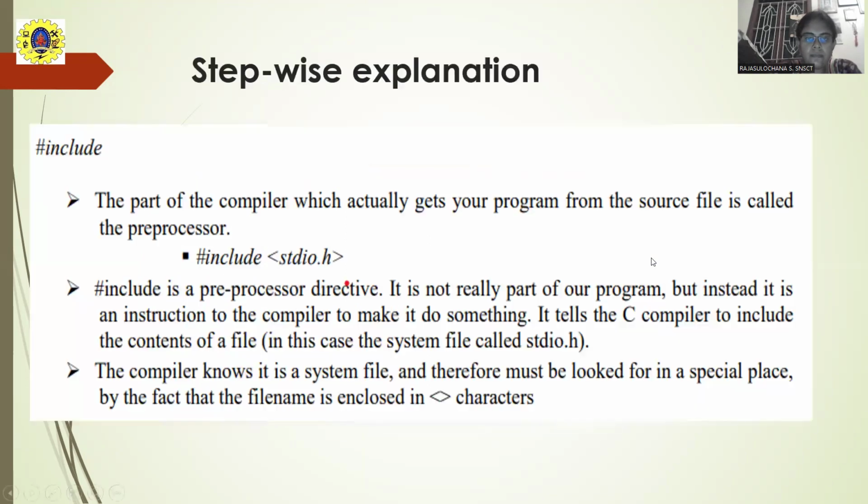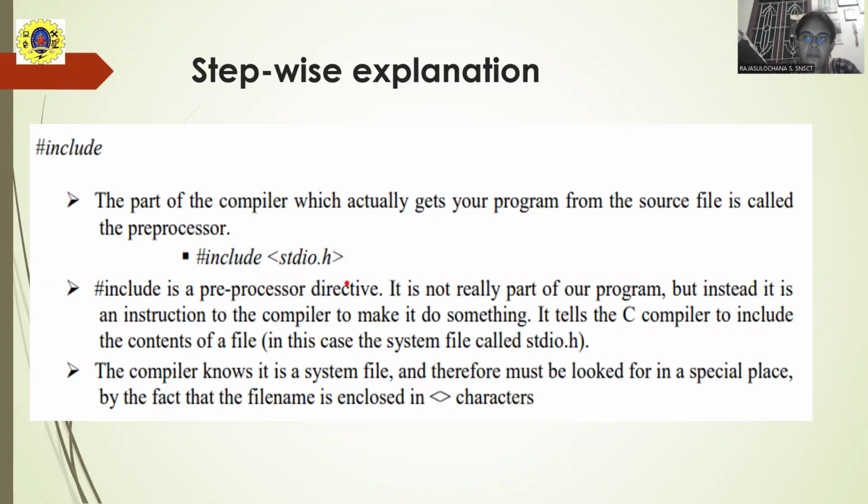Initially, the C program starts with the header file #include stdio.h. Here #include is a keyword. It is a part of the compiler which gets your program from the source, and this part #include is called the preprocessor directive. #include stdio.h we are giving, right? It is called the preprocessor directive.